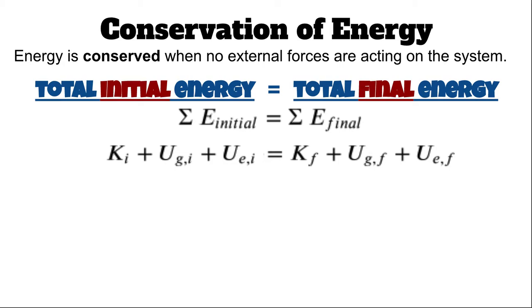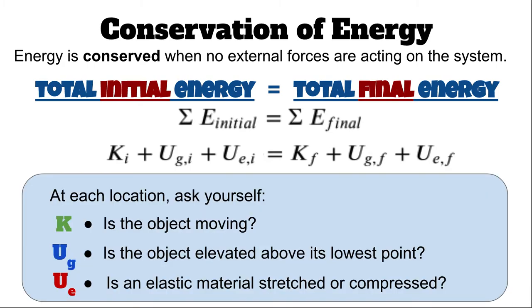We'll start with this basic idea that's on the screen here, where we'll take a look at kinetic, gravitational, and elastic potential energy, remembering that at each location we need to ask these three questions. Is the object moving? Then it has kinetic energy. Is the object elevated above its lowest point? Then it has gravitational potential energy. And does the system have some sort of elastic material in it, like a spring, that can be stretched or compressed? Then we'd want to consider elastic potential energy.